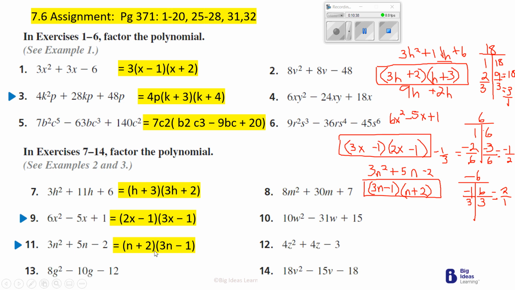All right, let's go ahead and get number 13 going. I'm going to clear the board to give me some more room to work.